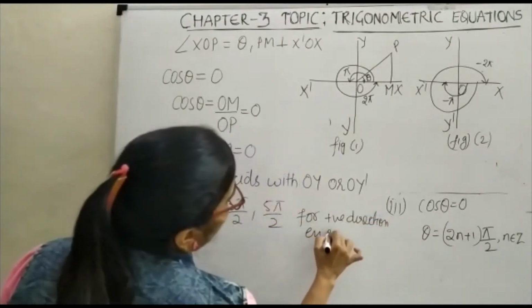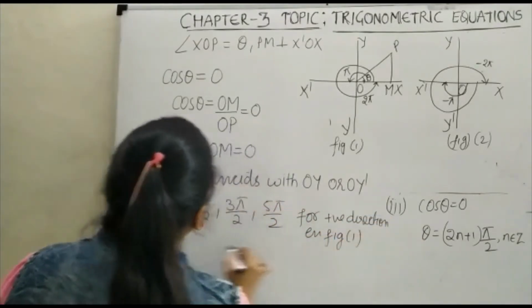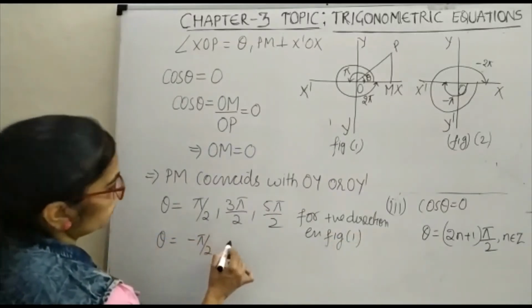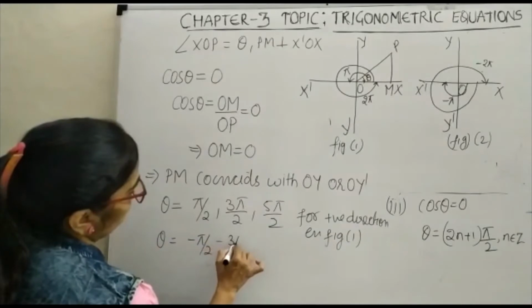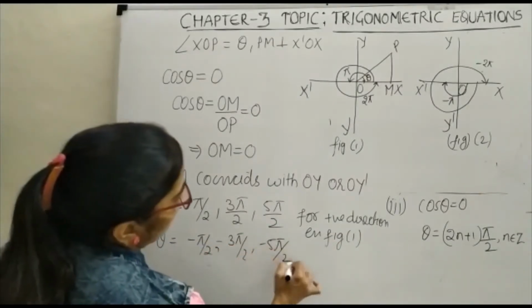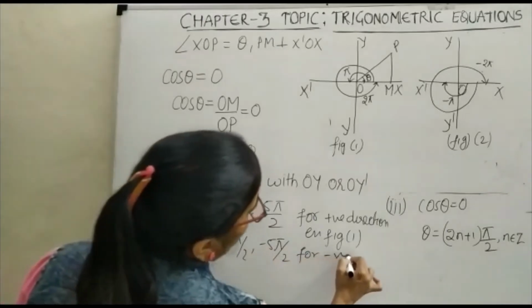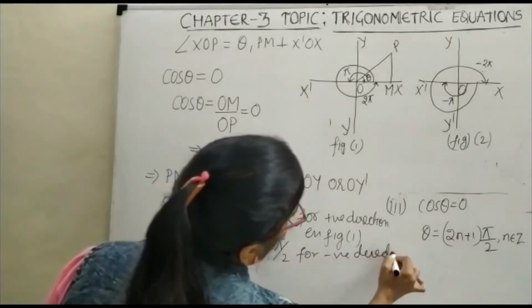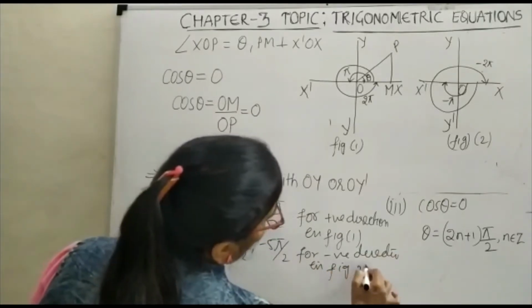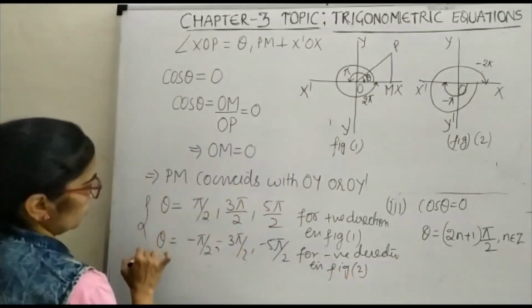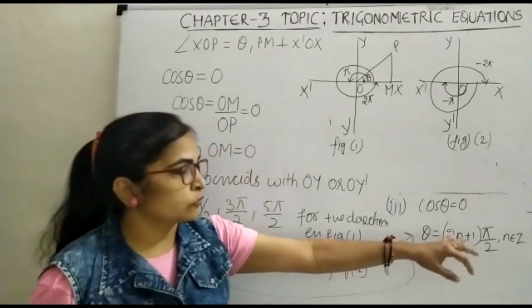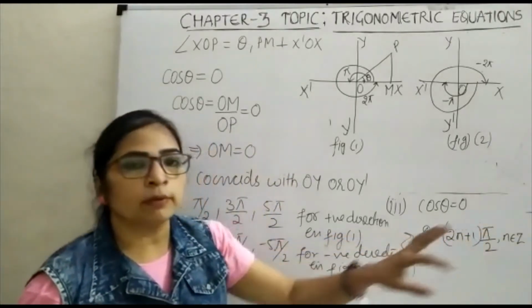in figure 1, and theta is equal to minus pi by 2, minus 3 pi by 2, minus 5 pi by 2 for negative direction in figure 2. And when we combine these two results, we get theta is equal to (2n plus 1) pi by 2 for n belonging to Z.